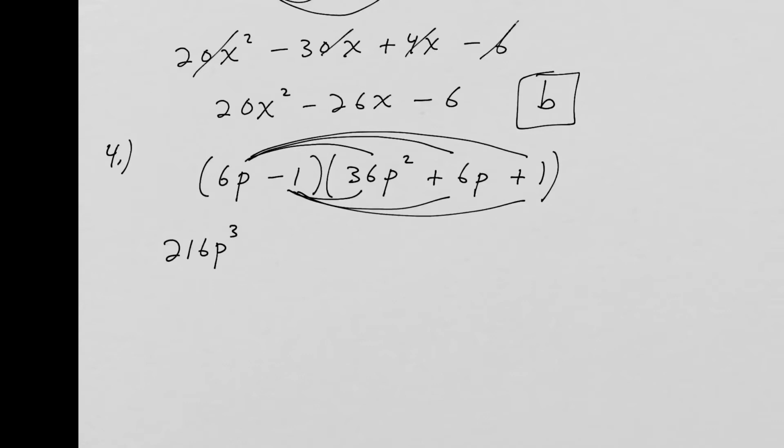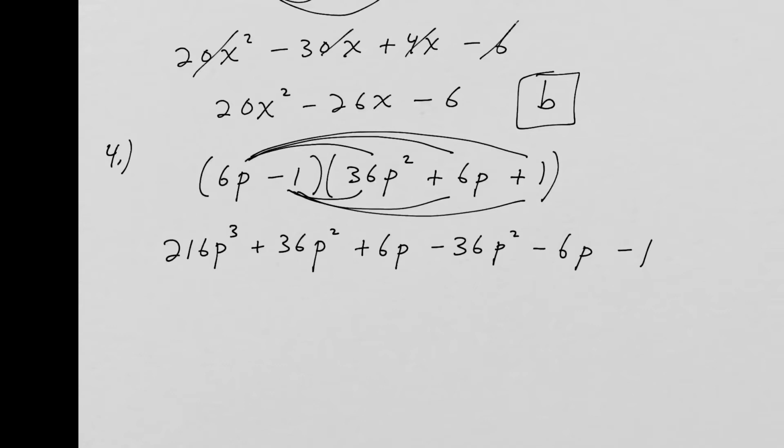Then 6p times 6p is 36p squared, right? 6 times 6 is 36. P times p is p squared. And then finally, 6p times 1 is just 6p. Then I have negative 1 times 36p squared. That's a negative 36p squared. Negative 1 times positive 6p is a negative 6p. And then negative 1 times positive 1 is a negative 1.